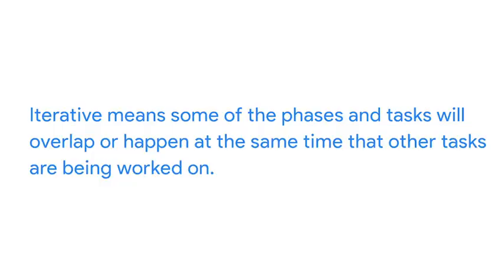Using this type of linear project management approach, completing each step in order and sticking to the agreed upon specific results, you're able to deliver just what the client ordered. For a project like producing a new show for a television company, on the other hand, it might be more effective to use a methodology that uses an iterative, more flexible approach, where some of the phases and tasks will overlap or happen at the same time that other tasks are being worked on.